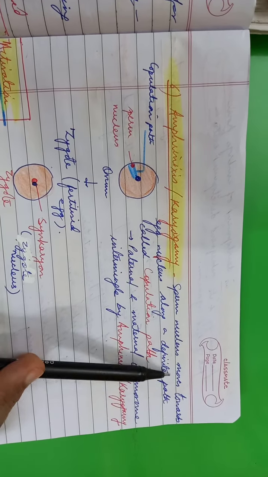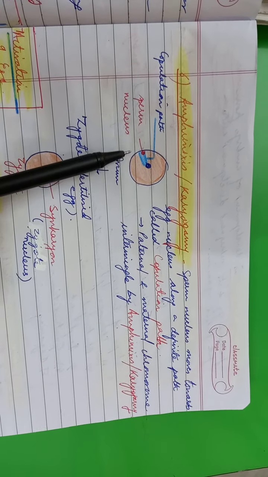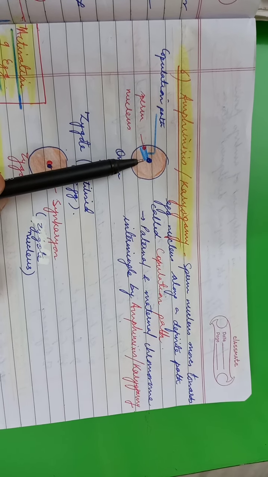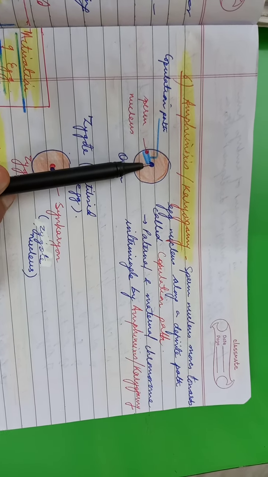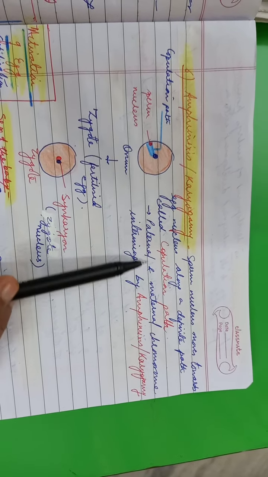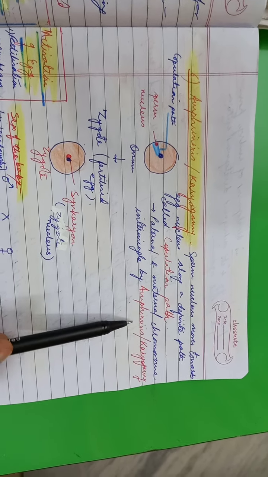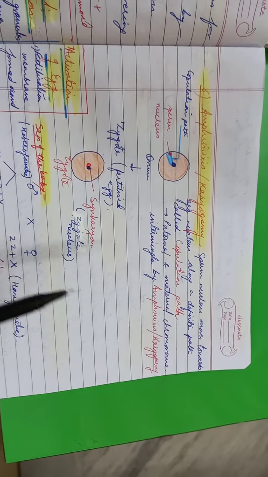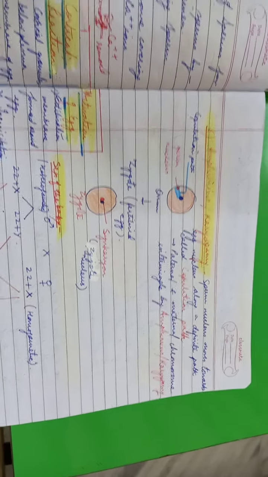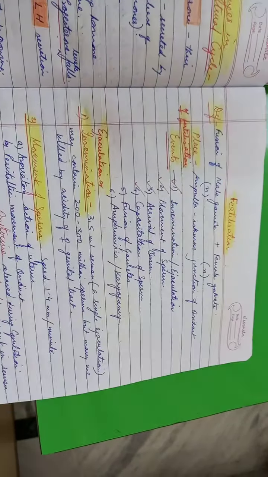The sperm nucleus moves towards the egg nucleus. We can see here the sperm nucleus is moving towards the egg nucleus by a definite copulation path, and this brings about the intermingling of chromosomes of both the parents by amphimixis or karyogamy. So this completes the process of fertilization from the beginning.